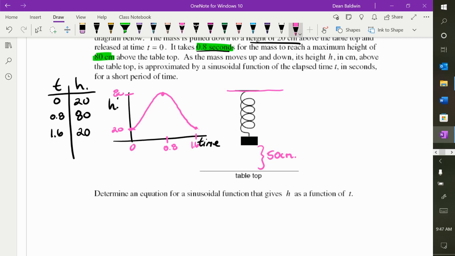It would probably just get, the amplitude would get smaller. Yeah. Okay.